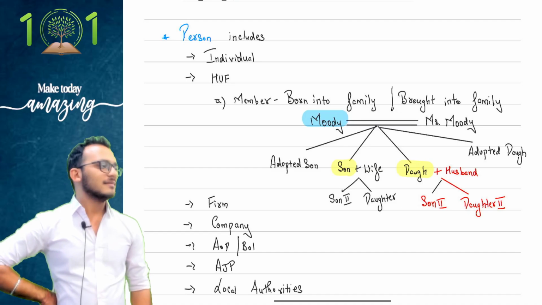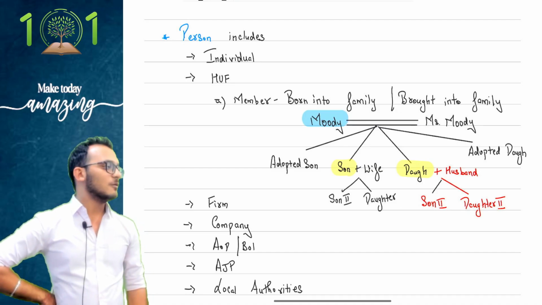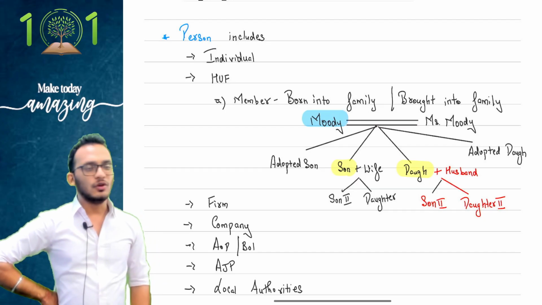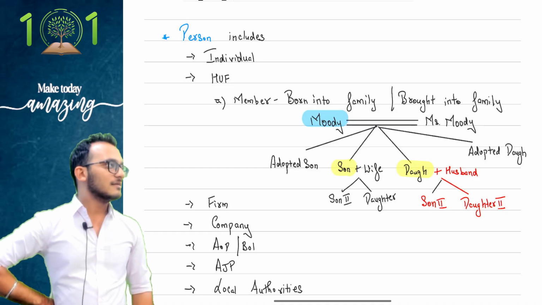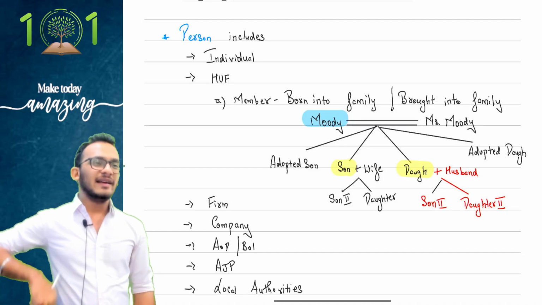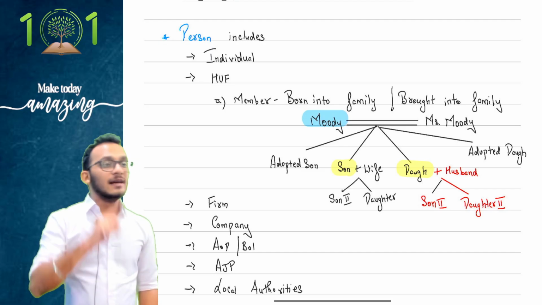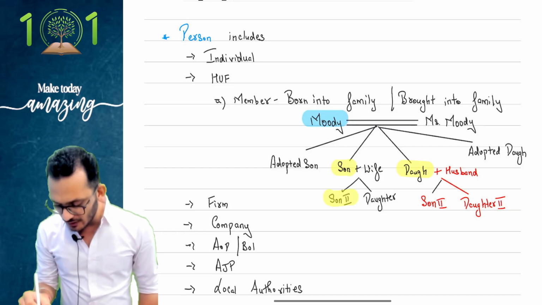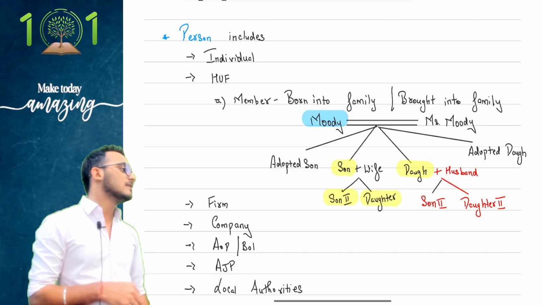I'll come to that part. Yes, is she a coparcener? Answer is yes. Is Moody's son's wife a coparcener? No. Is Moody's daughter's husband a coparcener? He was never a member itself, no doubts about that. Yes. Moody's son's son, coparcener. Very good. Moody's son's daughter. Very good. This is what the understanding is.